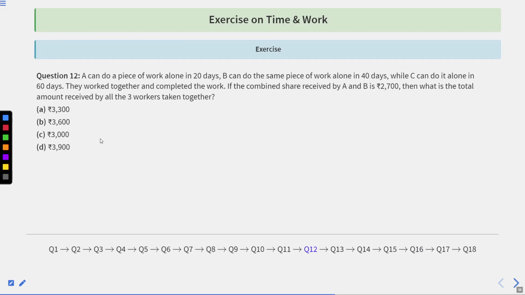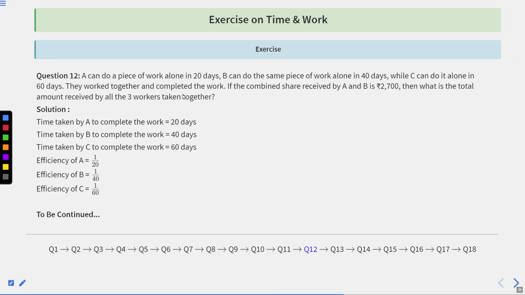Now let us move to question number 12. A can do a piece of work alone in 20 days. B can do the same piece of work in 40 days, while C can do it alone in 60 days. So they worked together and completed the work. If the combined share received by A and B is 2700, then what is the total amount received by all the three workers taken together?